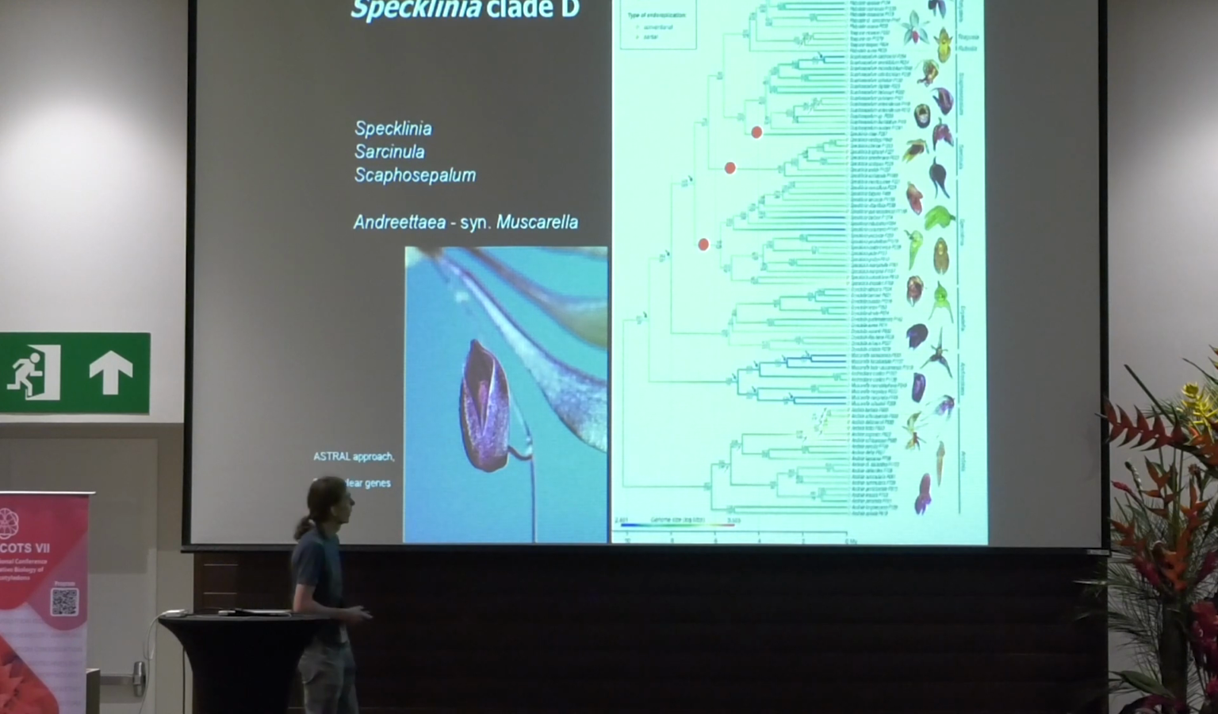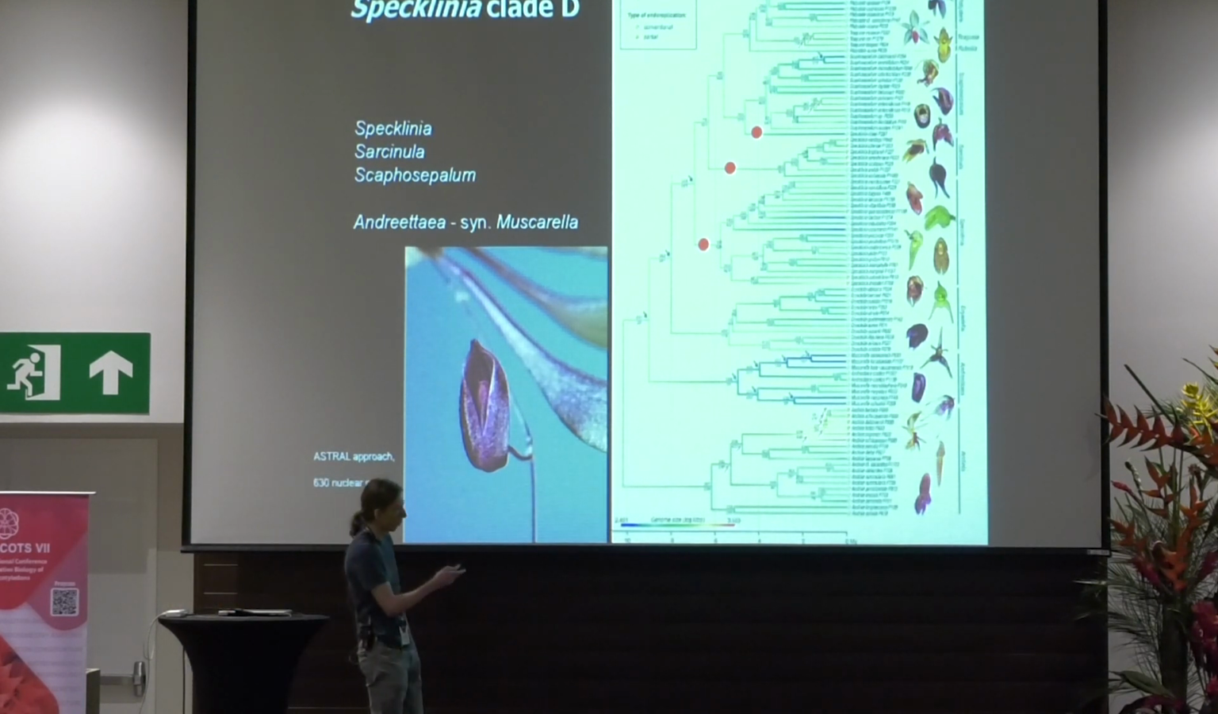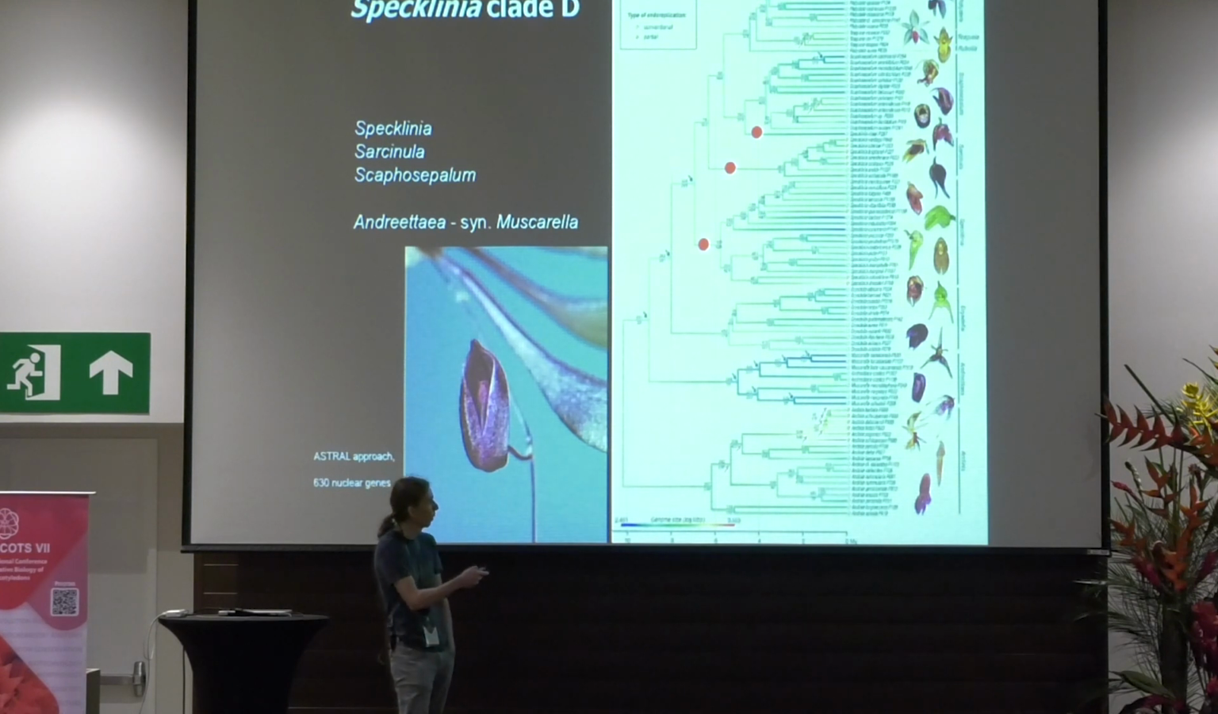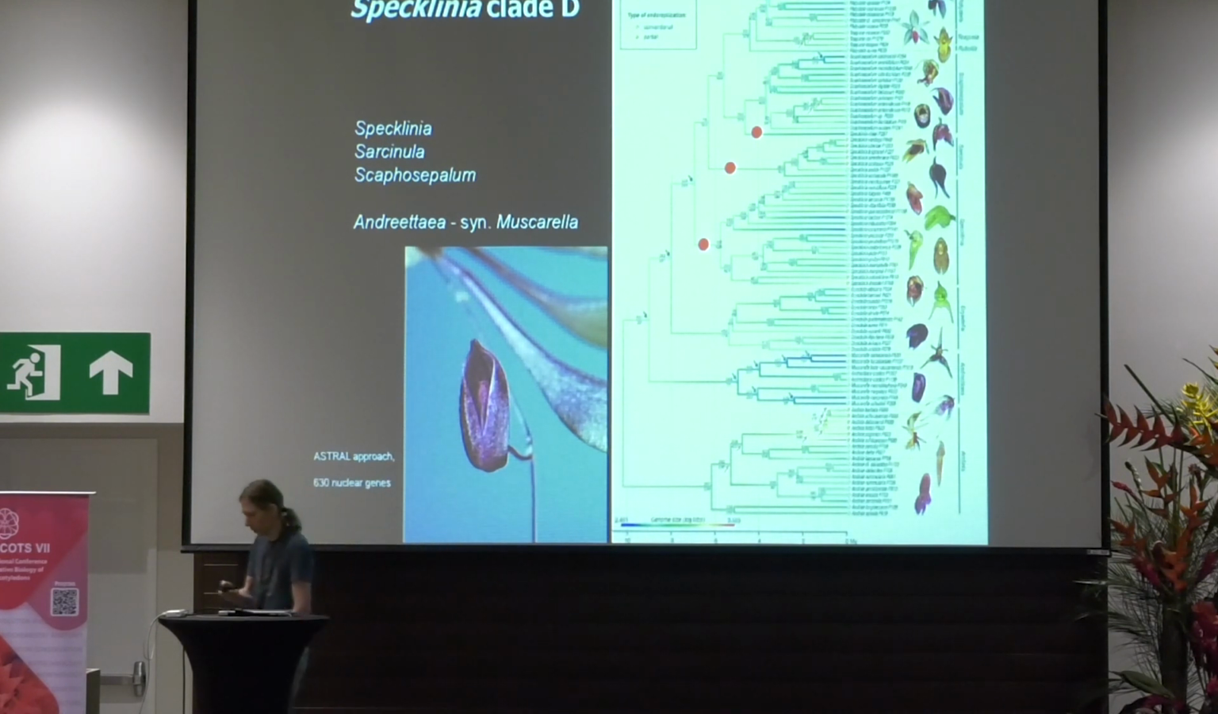And we found that Speclinias really form three clades. They are marked with these red dots. So one is in fact Scaphocephalum, another one is Sarcinula, and then the rest of the Speclinias form their own clade. And if you know these plants, it's also clear that Andreatea is nested within Muscarella. This was recently proposed with ITS. So we can see here that it's really true and it makes sense.